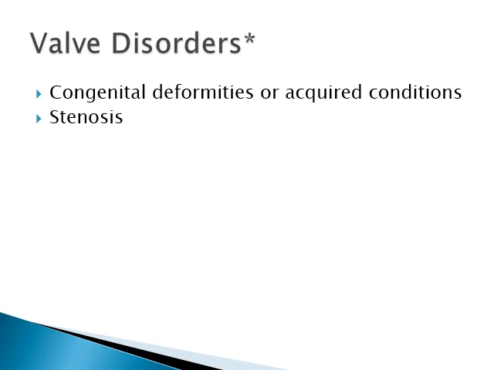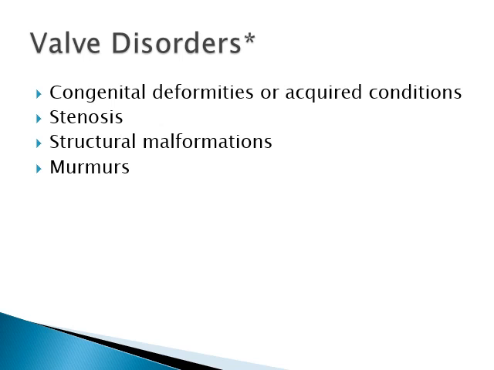You could also have various presentations of this. There could be stenosis around the valves. There could be some type of structural malformations. Again, the most common thing you'll note with this, with auscultation, is a murmur present. And that's just going to be due to the abnormal flow of blood through the actual heart itself.